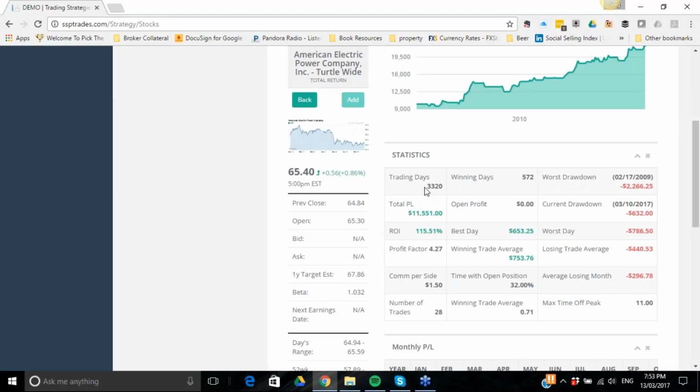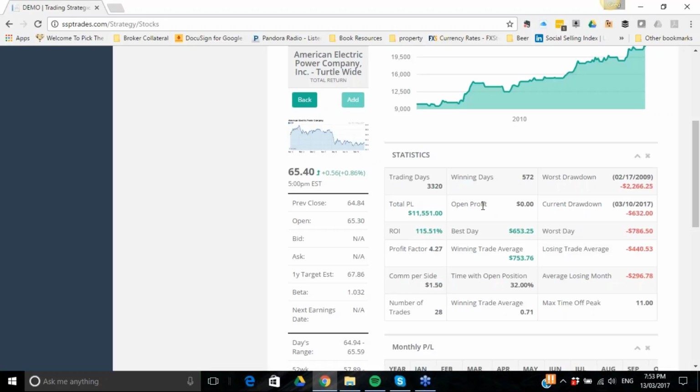There's the number of trading days, winning trading days, and the worst drawdown, which was in 2009, which was $2,266. Total profit and loss over the period on this strategy was $11,500, and so the return on investment, 115.5%. Best day made $653. Worst day, lost $786.